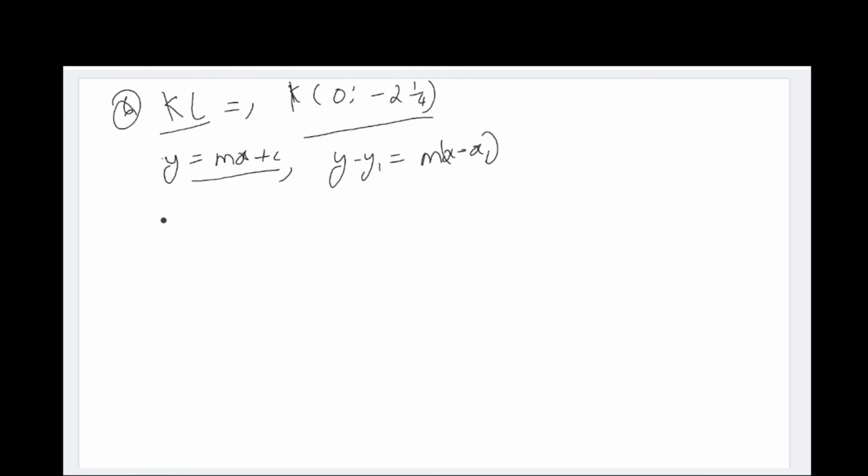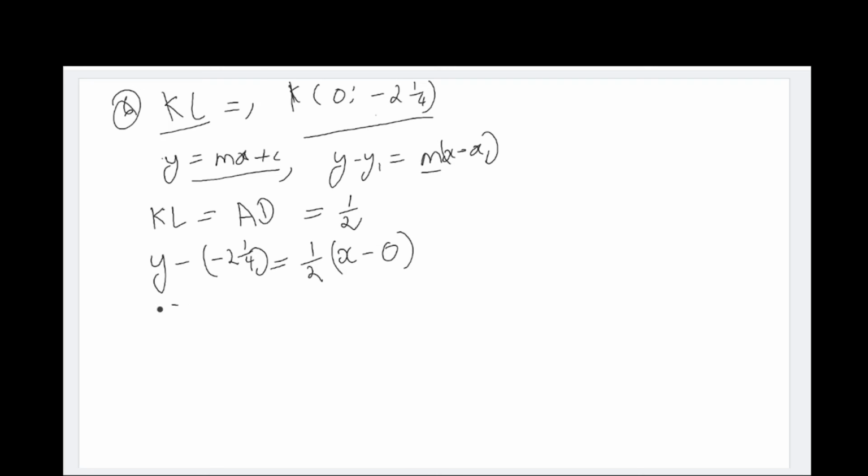You substitute zero. Okay, I'm actually struggling to hear you a bit, but let me just help you. You know that the gradient of KL is equal to that of AD, and it's equal to 1/2. So you know the value of m. And then using this point, you're going to substitute. You say y minus negative 2 1/4 is equal to 1/2 times x minus 0. Then y plus 2 1/4 is equal to 1/2 x minus 0. And what is your equation? Which equation did you find?